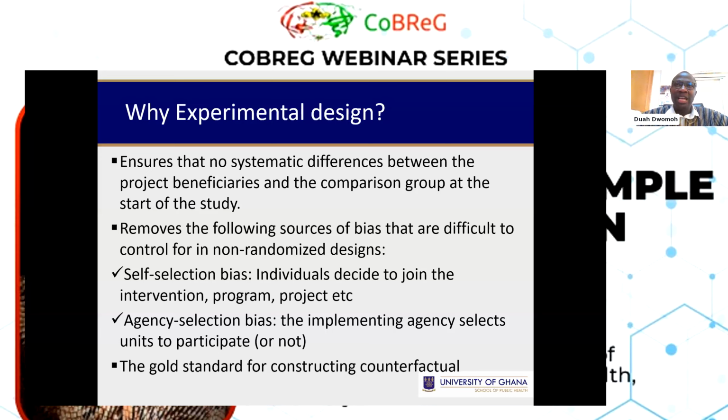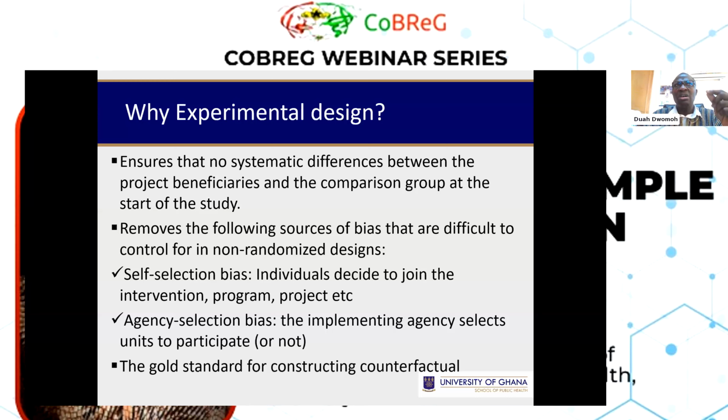Another person is going for the health insurance because this person has been visiting the hospital a number of times within a year. So from day one, from the start of the study, you see a clear, systematic difference in terms of the health outcomes between the two groups.